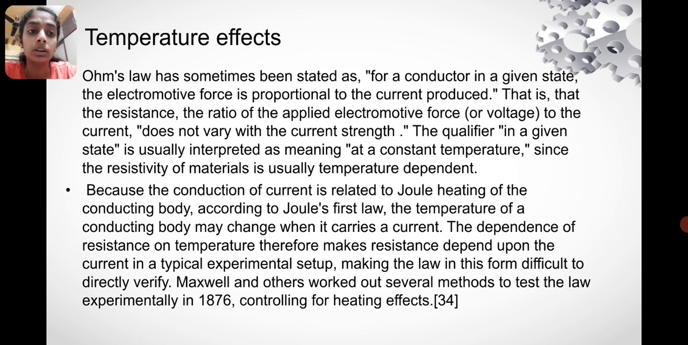Maxwell and others worked on several methods to test the law experimentally in 1876, controlling for heating effects. So the qualifier "in a given state" is usually interpreted as meaning at a constant temperature, since the resistivity of materials is usually temperature dependent.